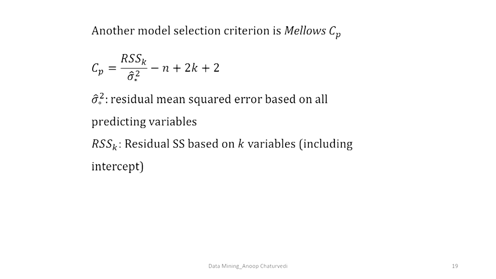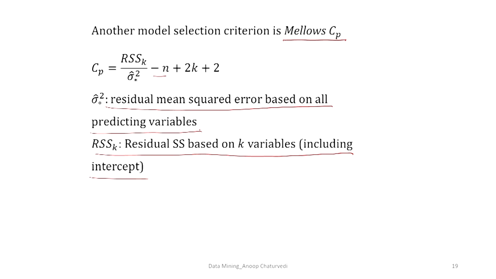Then another model selection criterion is Mallows' Cp, which is equal to RSS_k, the residual sum of squares based on k variables, including the intercept term also, divided by sigma hat star square, where sigma hat star square is the residual mean squared error based on all predicting variables. You calculate this residual mean squared error using all predicting variables, whereas this residual sum of squares is obtained just on the basis of the k variables included in the model, minus n plus 2k plus 2. So, this is your Mallows' Cp.